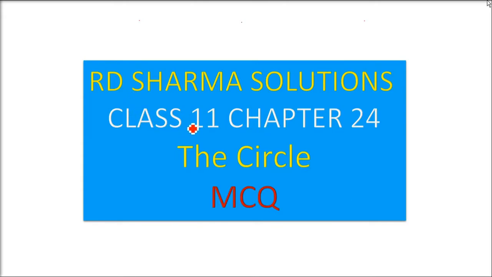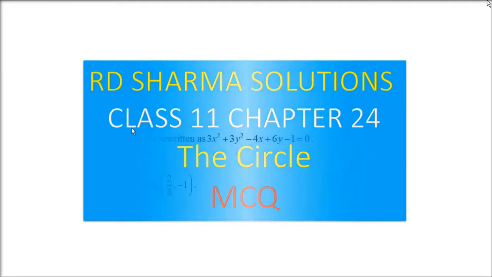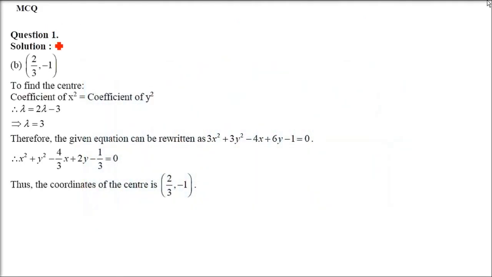This is R.D. Sharma solution, class 11, chapter 24, the circle. MCQs we are taking, multiple choice questions. The first question is, if the equation of a circle is lambda x square plus 2 lambda minus 3 y square minus 4x plus 6y minus 1 equals 0, then the coordinates of the center are.